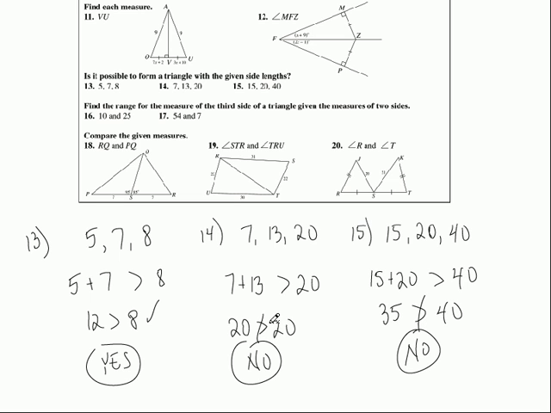All right. Now right here, a lot of people think it could be equal. No, these are equal to each other. It has to be greater than. It's got to be bigger. 20 is not bigger than 20. It's equal to it. It's got to be bigger. 35 is not bigger than 40. It's smaller. So no, you can't get a triangle out of that. So that's how you do those. Pretty simple. It's the same routine. And that's it. Let's do 16 and 17.